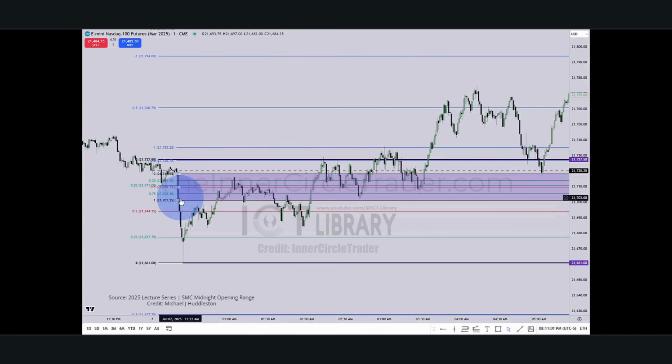What do I mean by that? Well, this is first presented displacement. Okay, the displacement in and of itself is a PD array. Remember, we've already had a inefficiency offered here.